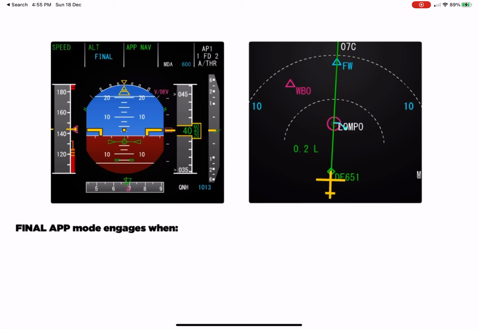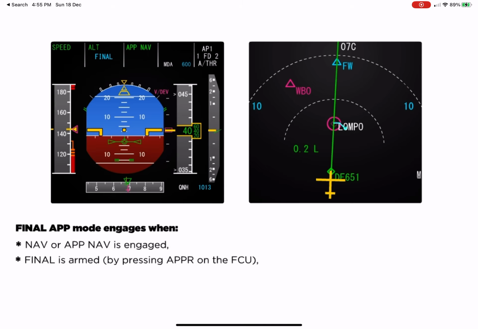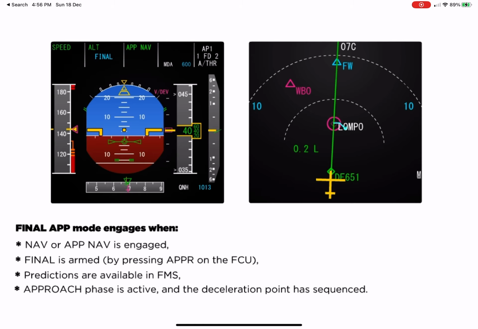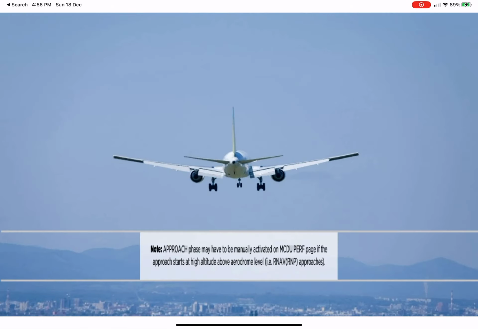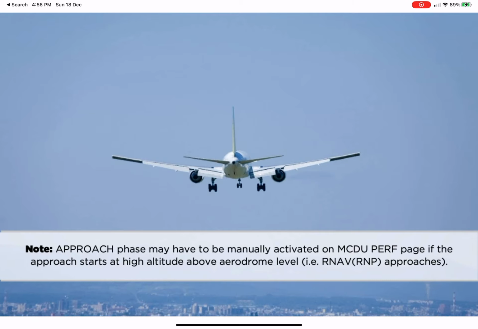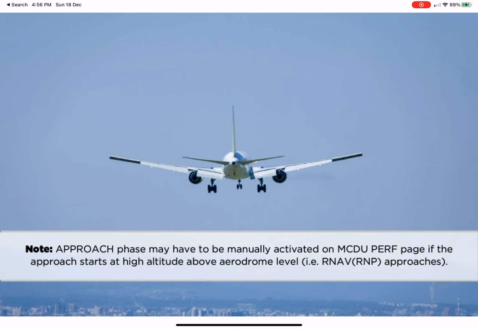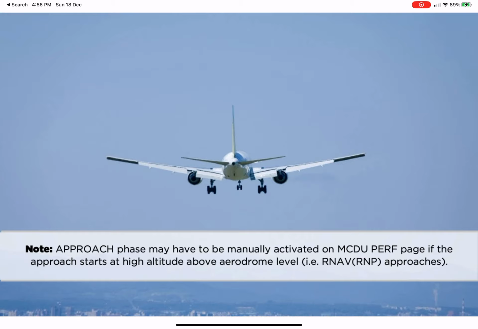Final app mode engages when NAV or app nav is engaged. Final is armed by pressing APPR on the FCU. Predictions are available in FMS. Approach phase is active, and the deceleration point has sequenced. Note: approach phase may have to be manually activated on the MCDU perf page if the approach starts at high altitude above aerodrome level, for example, RNAV, RNP approaches.